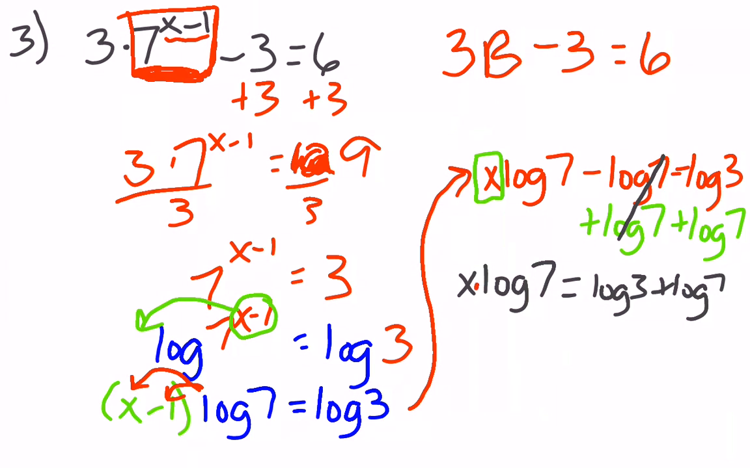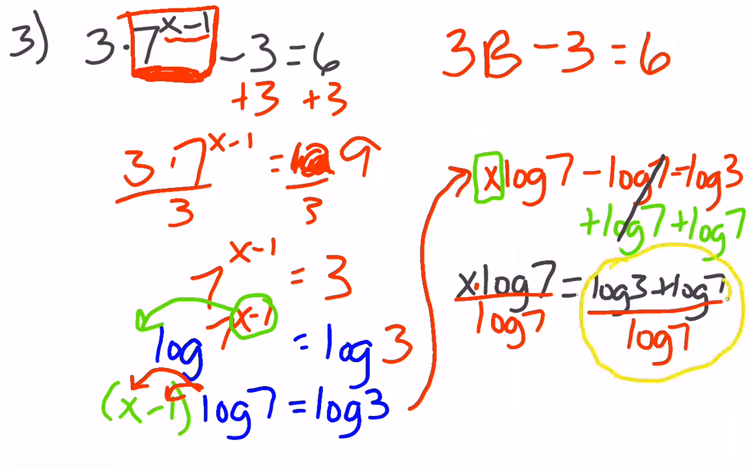So x is being multiplied by log 7. So I'm going to divide by log 7 on both sides. And I'm going to type all that in the calculator right there. All of that. But you need to put parentheses. If you aren't putting parentheses, whew, it's going to be sad. It is going to be so sad.